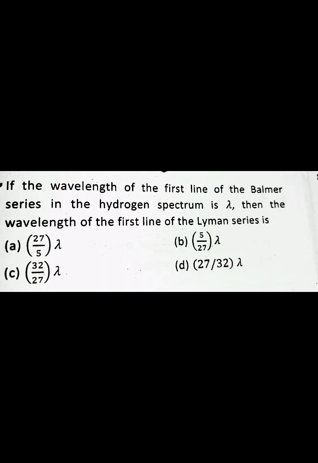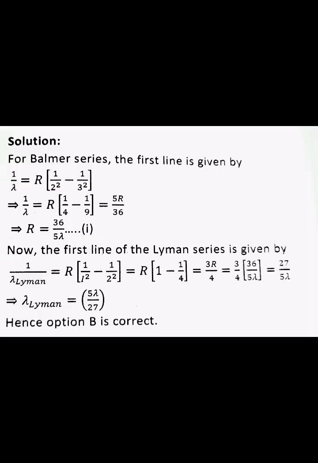The next question is, if the wavelength of the first line of the Balmer series in the hydrogen spectrum is lambda, then the wavelength of the first line of the Lyman series is dash. For the first line of Balmer series, Ni is equal to 3 and Nf is equal to 2. Therefore, the equation can be written as 1 by lambda is equal to R into 1 by 2 square minus 1 by 3 square. Therefore, 1 by lambda is equal to R into 1 by 4 minus 1 by 9, and this is equal to 5R by 36.